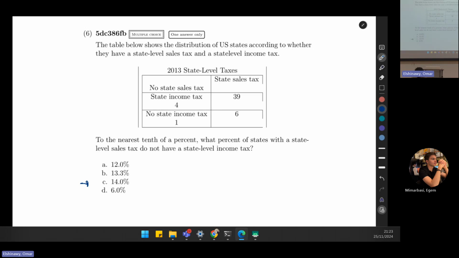Always focus on the precondition. What do we need to find?